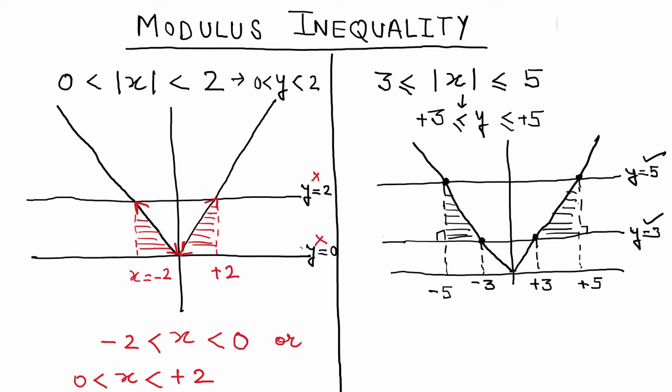So finally, when you are working out the answer starting from the negative side, you would say that x is greater than or equal to -5 and less than or equal to -3, or x is greater than or equal to +3 and less than or equal to +5.